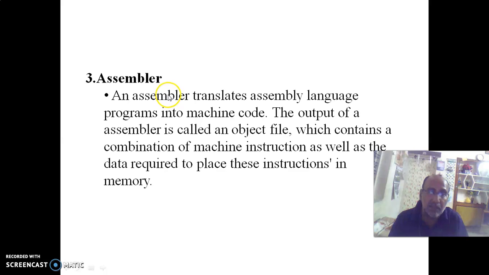Next one is the assembler. An assembler translates the assembly language program to machine code. The output of the assembler is called an object file, which contains a combination of machine instructions as well as the data required to place these instructions in memory.